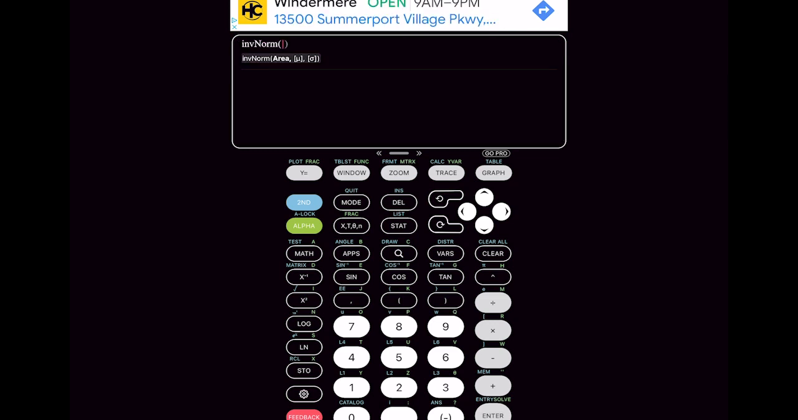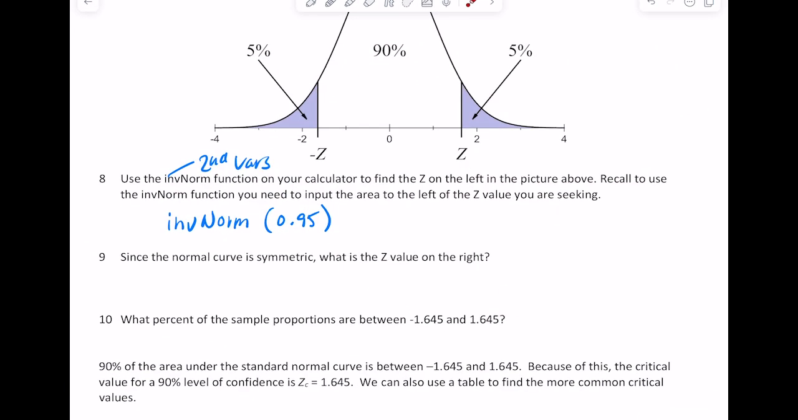Enter 0.95, and you get 1.64. So the critical value for 90% confidence, the 95th percentile, would be 1.64. Let's next talk about normal distributions, which is a very important distribution in statistics. The normal distribution is a model that we use that helps us to precisely describe where a value is. On the normal model, we can make a lot of estimations, calculate probabilities, and find percentages using the normal model.